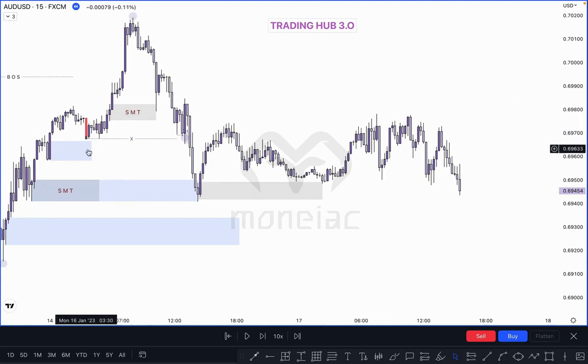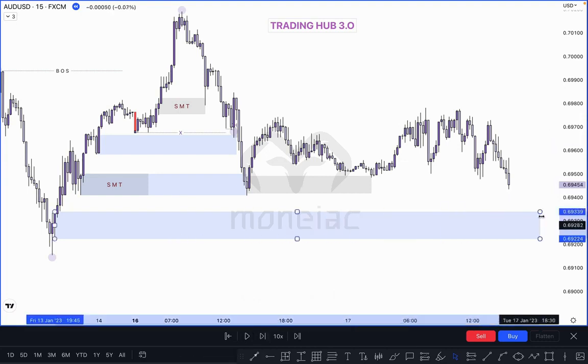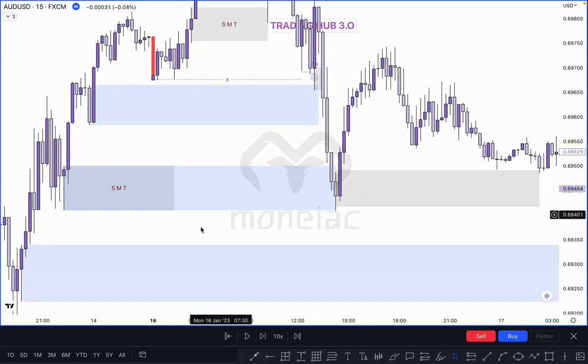Okay, so let's see what happened next after this one. The market is looking for the upside, but a lot of people introduced a buy here as SMC traders. So let's see what happened next. Let's extend this one. Okay, and why am I marking this one as an order block? Let's explain this one.